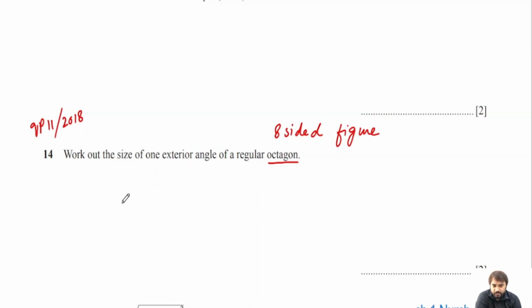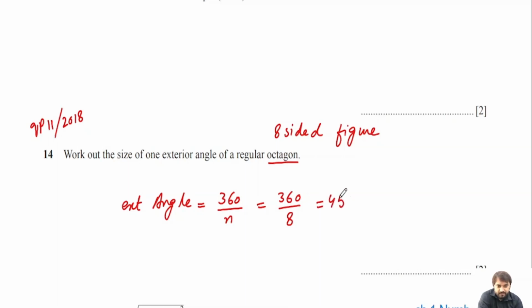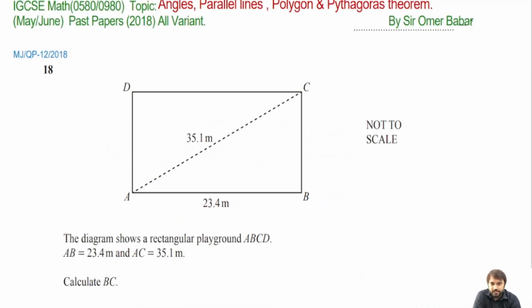We have the formula for exterior angle. Exterior angle formula is 360 divided by n. N is the number of sides of a given figure. Here we have octagon, it means n is equal to 8. So 360 divided by 8, that is 45 degree. So this is our answer. Now moving towards our next question.